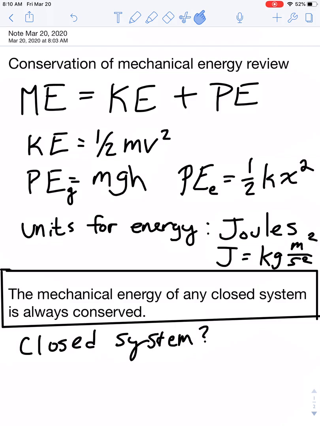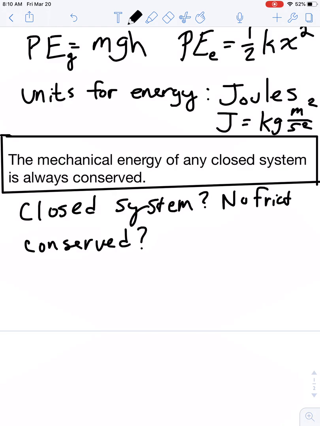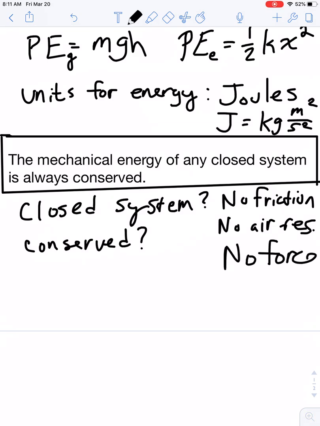All right, now what we need to remember is that the mechanical energy of any closed system is always conserved. So what do we mean when we say a closed system, and what do we mean when we say conserved? Hopefully you guys remember what conserved means, but just to be clear, first of all, a closed system very specifically means no friction, right? And no air resistance. And it means basically no other forces at all, okay? So no other outside forces, I should say.